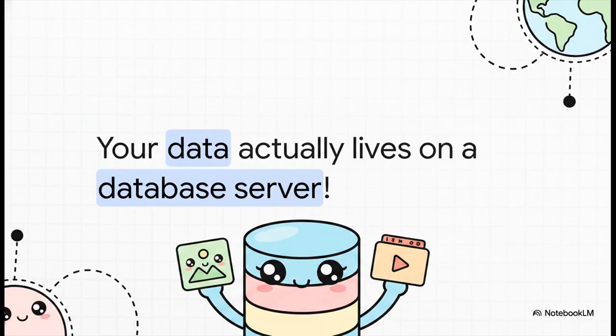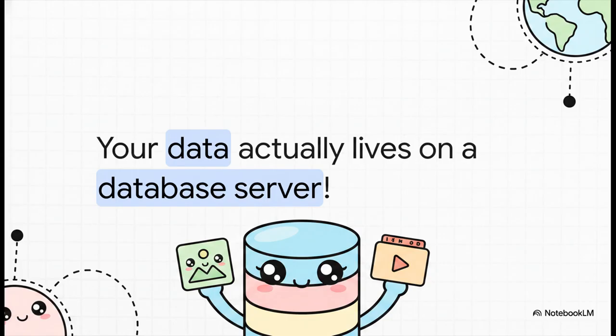Right. The images, the videos, the posts, they aren't just magically floating around in the air. They are physically stored on a database server somewhere else in the world. When you search, the application requests that specific data from the server, routes it back through miles and miles of fiber optic cables, and sends it directly to your machine.